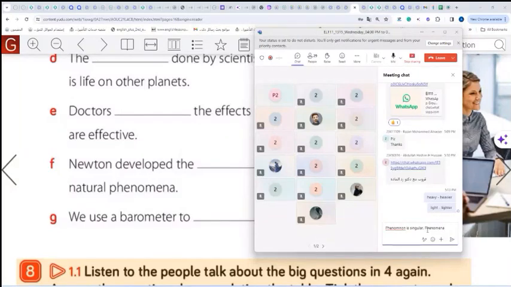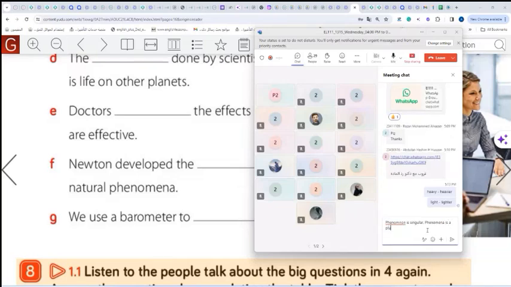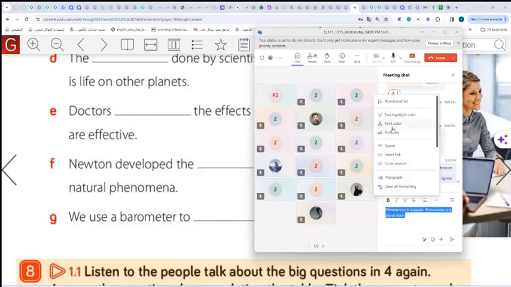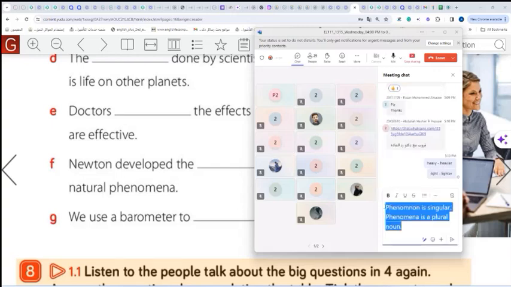Okay, phenomena is a plural noun. Dear students, don't forget this point. So you can say a phenomena.